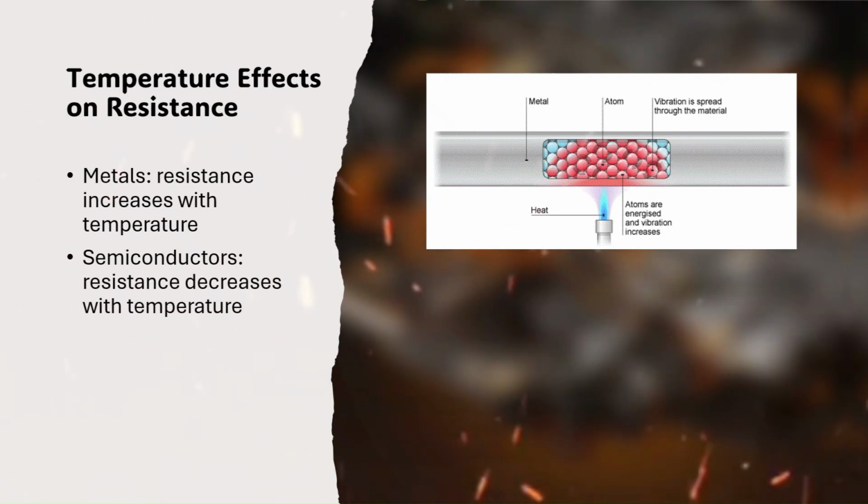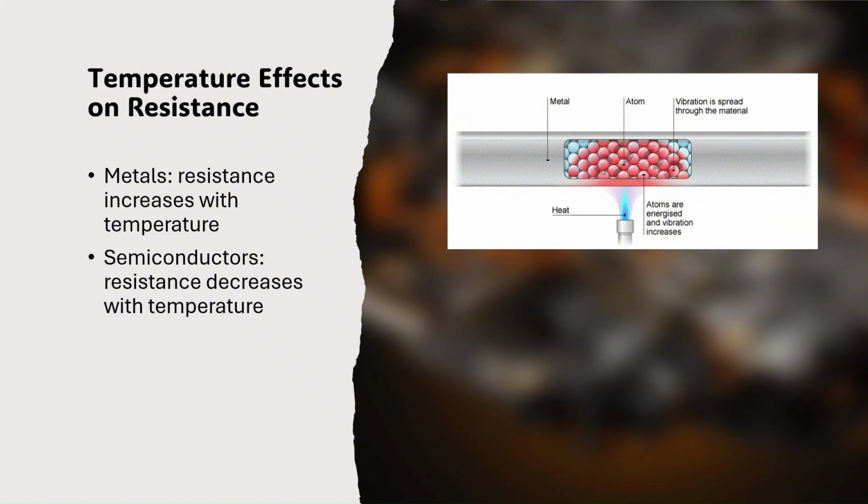Temperature effects on resistance. Temperature affects materials in very different ways. In metals, higher temperature causes atoms to vibrate more, increasing collisions with electrons, which raises resistance. In semiconductors, higher temperature actually creates more charge carriers, lowering resistance. This opposite behavior is why semiconductors are so sensitive to heat, and why thermal design is critical in electronics.